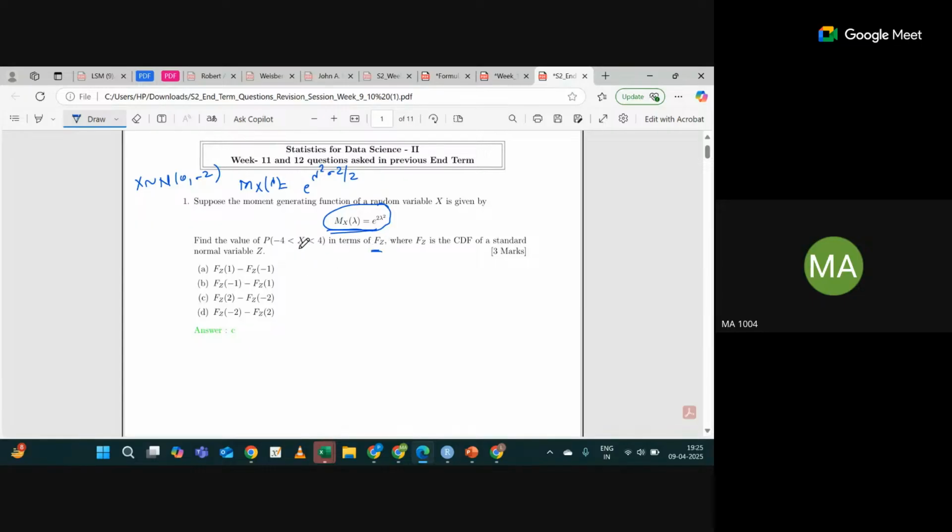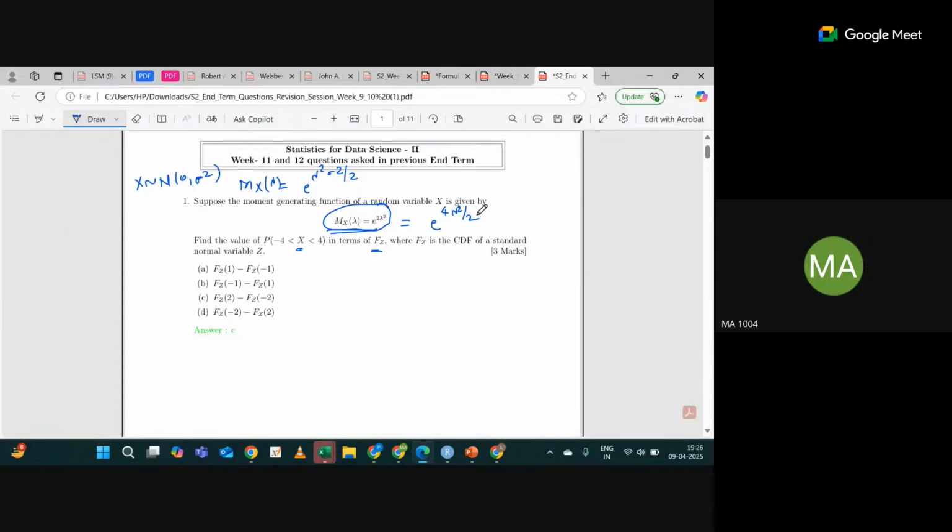To convert x into Z form, we need to subtract the mean and divide by the standard deviation. But here we don't have any information about the mean and variance, so there is another trick. We know that if x follows normal 0 comma sigma square, then M_x of lambda is e raised to the power lambda square sigma square by 2. By using this, can I write e raised to the power 4 times lambda square divided by 2? It's 2 lambda square. Would you agree with me or not?